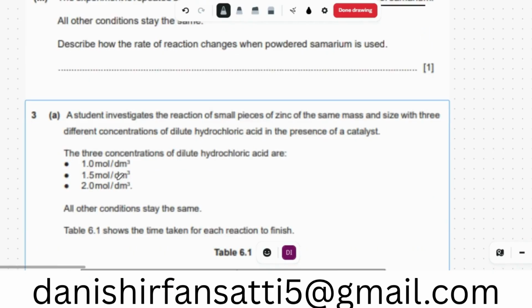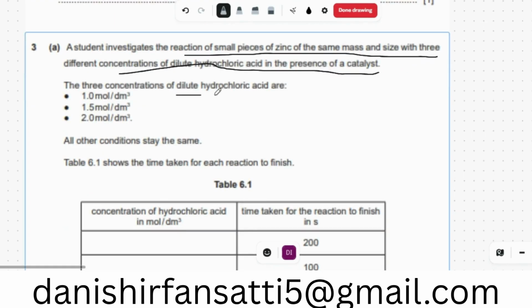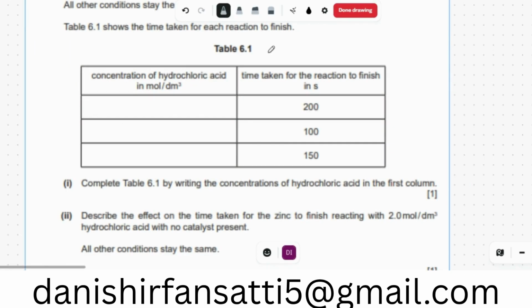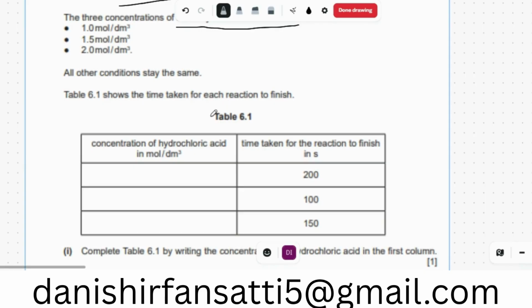Question number 3. An investigation investigates the reaction of a small zinc of the same mass and size with three different concentrations of dilute hydrochloric acid in the presence of a catalyst. The three concentrations of dilute acid are 1, 1.5, 2. All the other conditions stay the same. It shows the time taken for the reaction to finish. So the first will be finished in 200 seconds, so it is the slowest one.